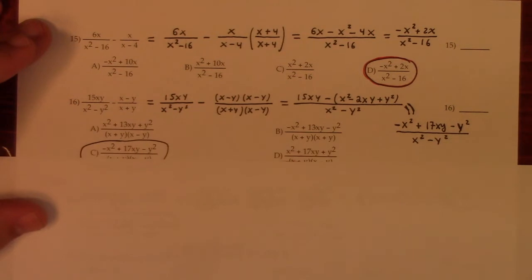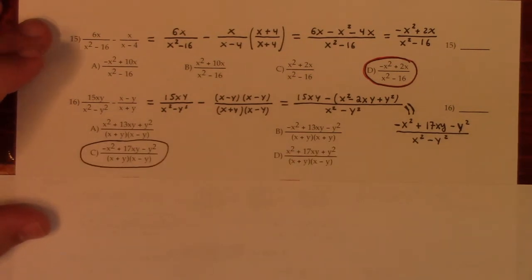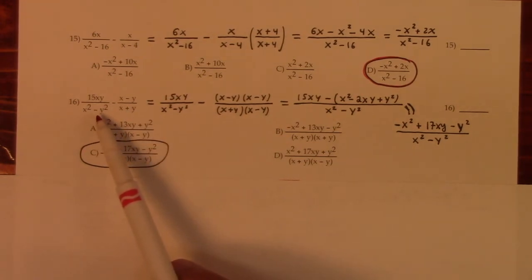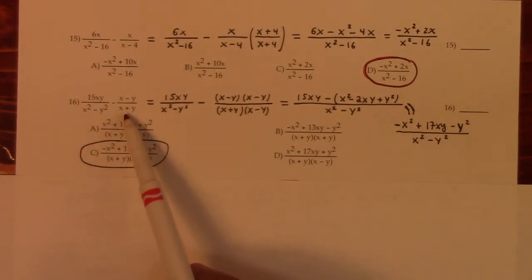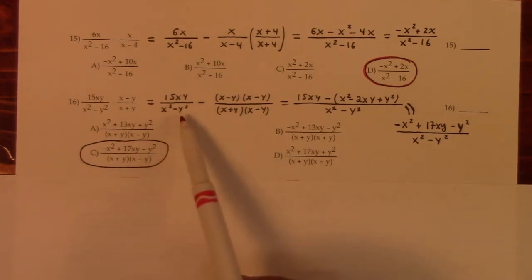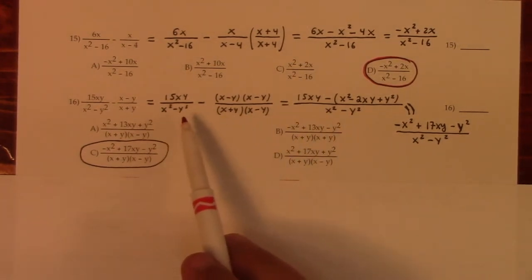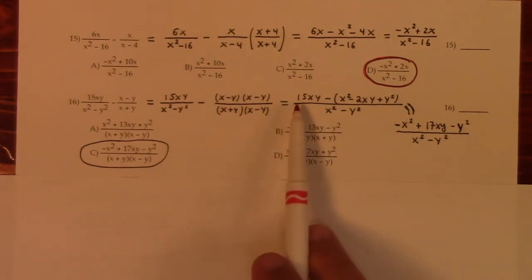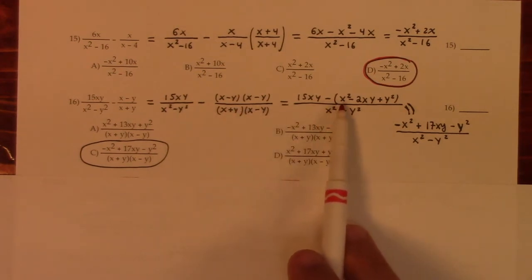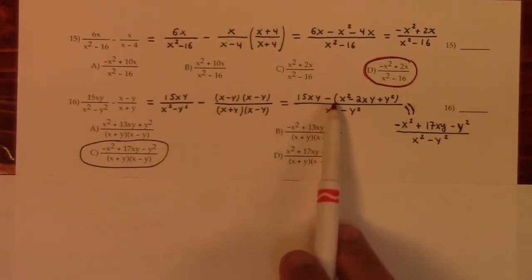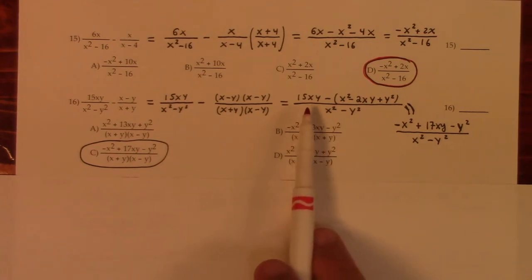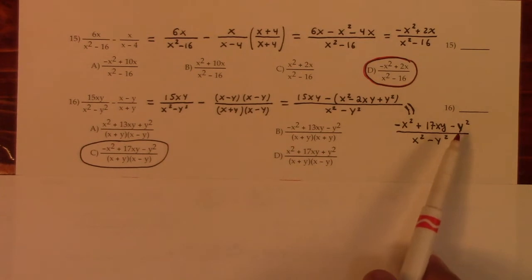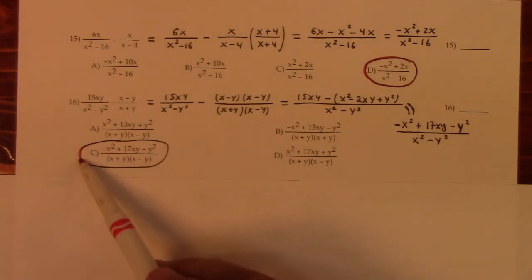Let's see here. Number 16. Again, x plus y is a factor of x squared minus y squared. So we can multiply x plus y by x minus y to get x squared minus y squared. And so I do that. Then I have a common denominator, so I can add them. And that gives me 15xy minus x minus y squared, which is this. And then that gives me a minus x squared. 15 minus a minus 2 is 17xy, and then minus y squared. And so that left me with C as my answer.